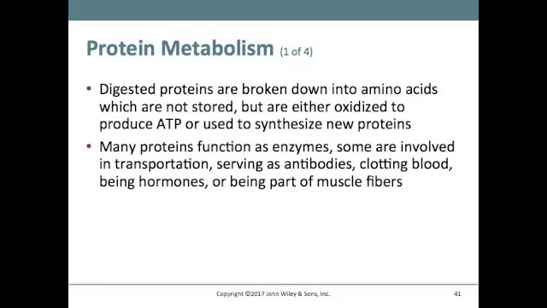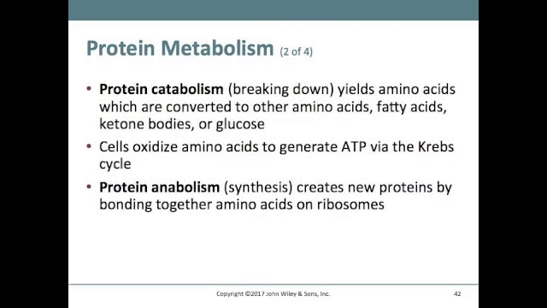Many proteins function as enzymes. Some are involved in transportation, serving as antibodies, clotting blood, being hormones, or being a part of muscle fibers. Protein catabolism, or the breaking down of proteins, yields amino acids which are converted to other amino acids, fatty acids, ketone bodies, or glucose. Cells oxidize amino acids to generate ATP via the Krebs cycle. And then the synthesis of proteins, or protein anabolism, new proteins are created by bonding together amino acids on ribosomes.